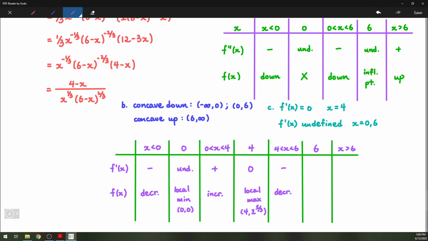And then when x is greater than 6, this would be negative, this would be positive, and this would be positive. So overall, the first derivative will be negative there. So, oh yes, that's decreasing, which makes sense because we know here that this is going to be an inflection point already.